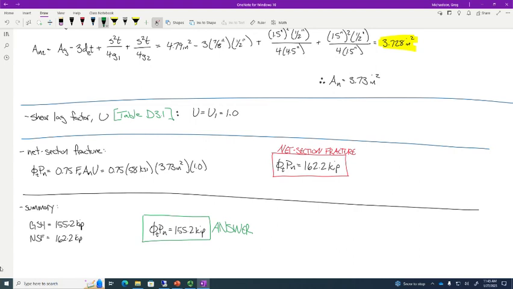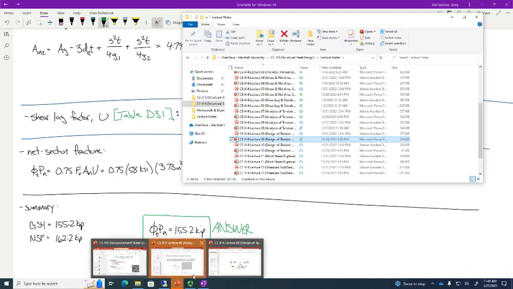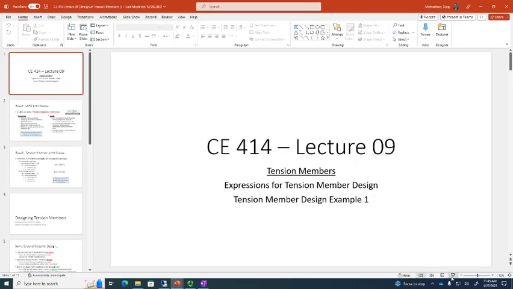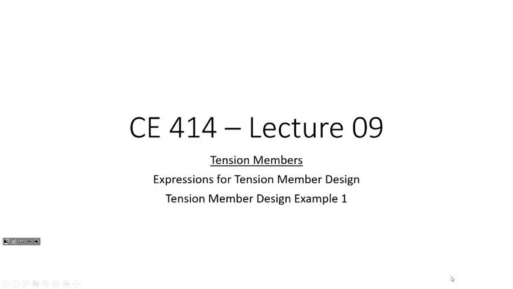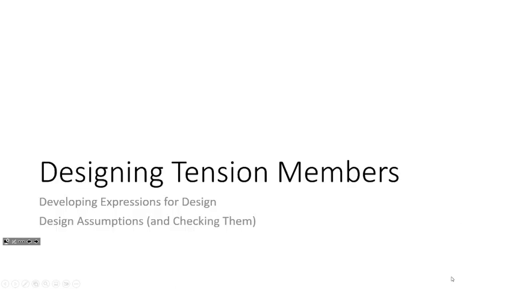So, just to give you a taste, this is not going to be required for your homework assignment. This is not going to be anything that you need to know between now and next week. I just want to give you kind of a taste of it. Okay, so we've got our limit states, we've got our tension member limit states, etc. Let's talk a little bit about design, okay? And I want to show you how we do this, okay?